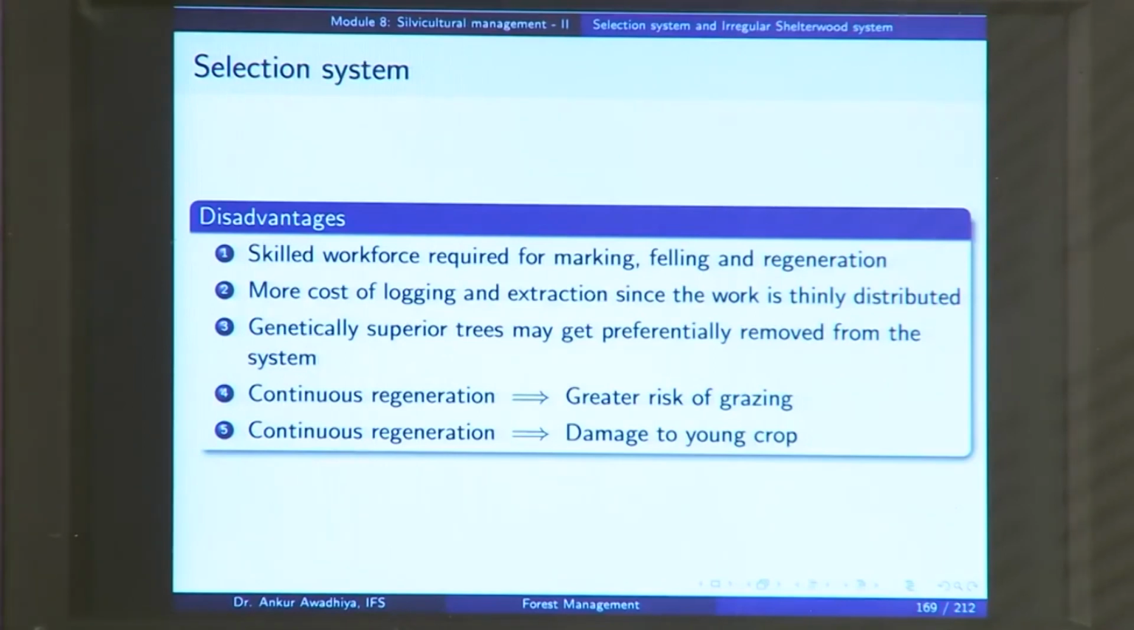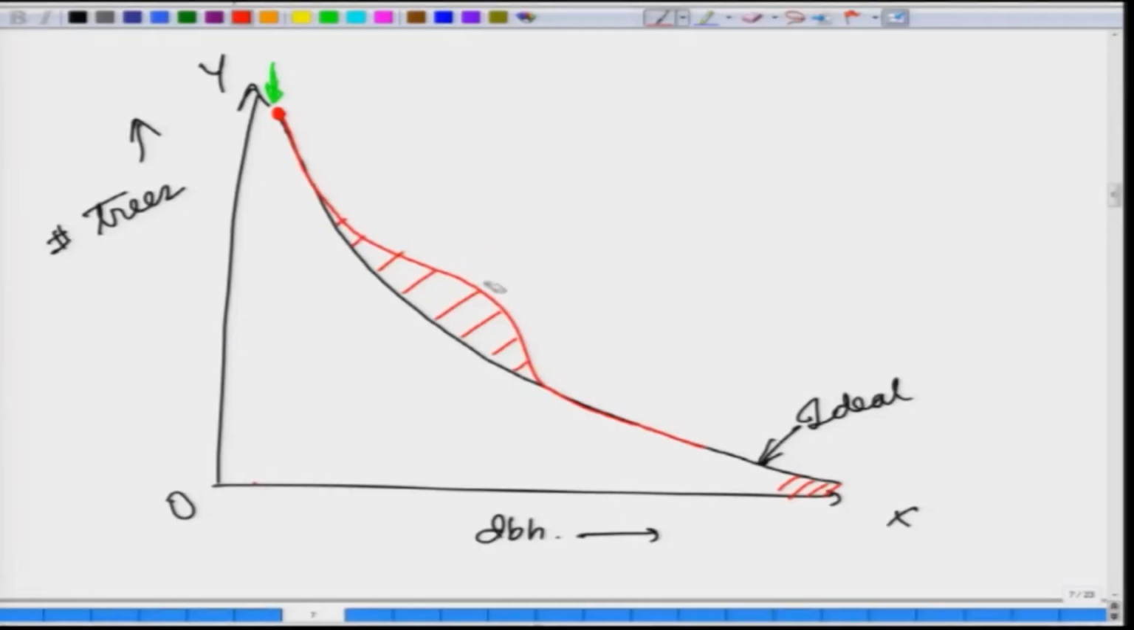Why so? Because if we consider the ideal selection forest, in this case we have decided on our selection DBH. Now, consider a tree that is genetically superior, which means that in place of reaching the selection DBH at an age of, say, 90 years, which is the average age for reaching that selection DBH, it is so genetically superior that it reaches that diameter in, say, 50 years.